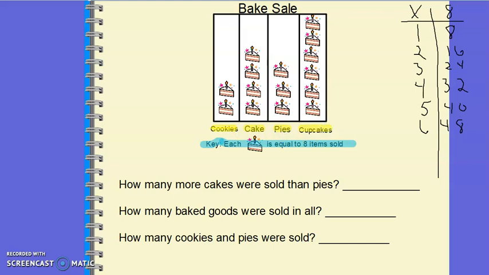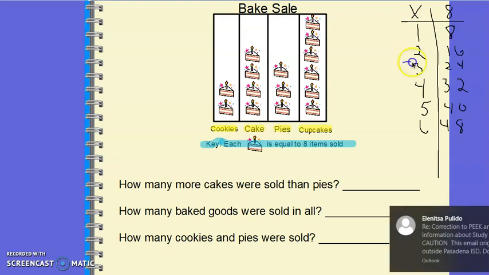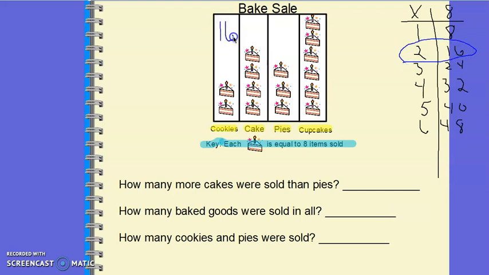So let's look at the cookies first and find the total value of cookies, how many cookies we had. So I see 2 pictures, and each picture is worth 8. So 2 times 8, remember boys and girls, over here on our chart, 2 groups of 8 is 16. So I'm going to label my cookies as 16. And then we're going to look at our next item, our cakes, and I see I have 1, 2, 3, 4. 4 groups of 8 is 32. I can look back at my T-chart that I made, and so I'm going to label that 32.